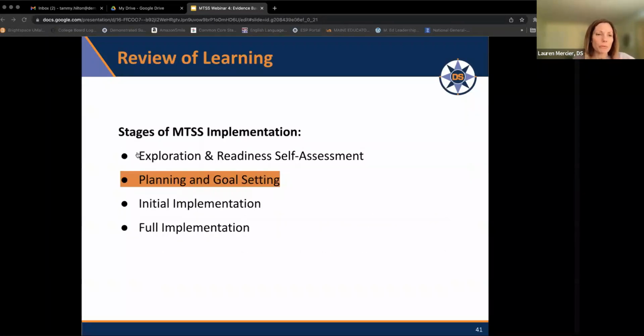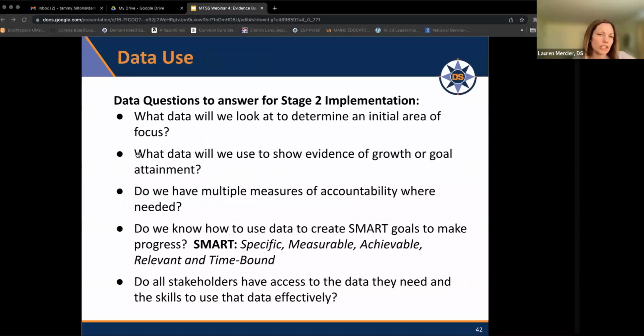So stage 2, as we're moving through, is planning and goal setting. Along with cyclically looking at the data described in stage 1, in stage 2 we begin to ask the questions that will help determine and narrow our area of focus. And remember, we start small, right? We've identified an area in which we want to focus. We can't tackle SEL and academics at the same time. We really have to hone in.